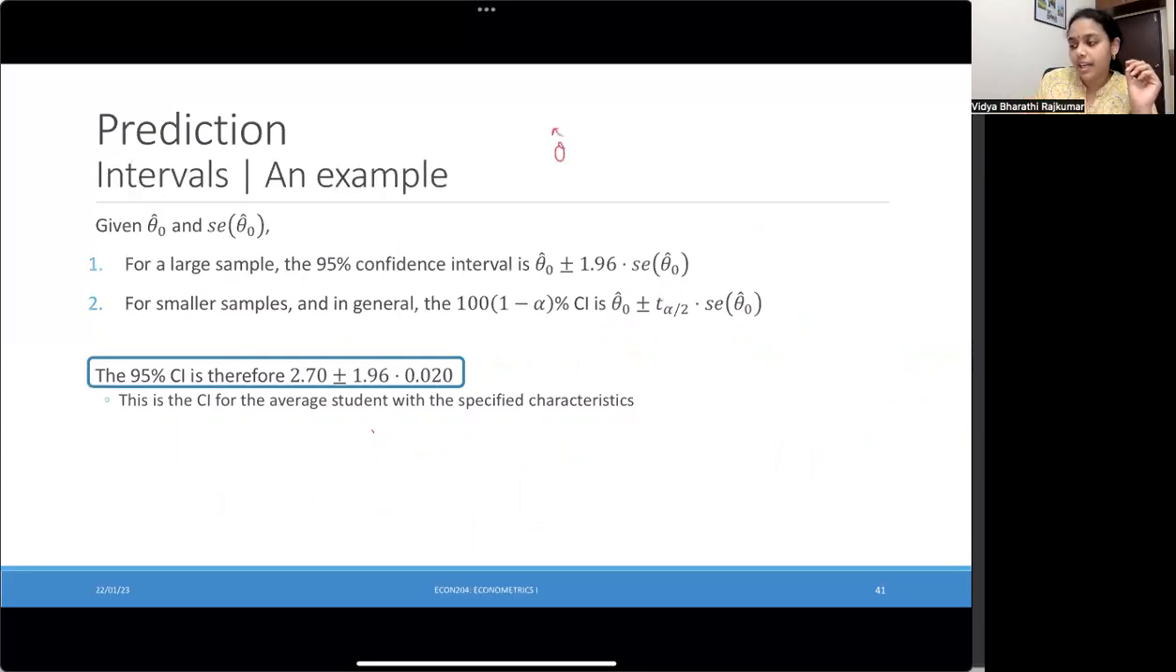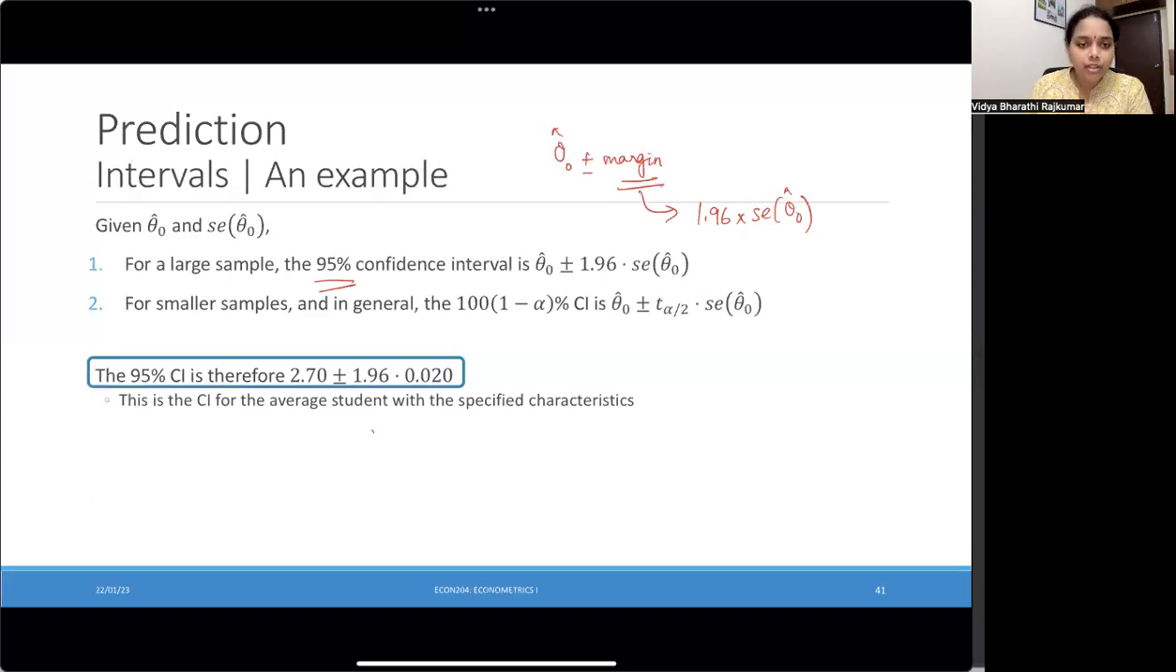So it's just going to be theta hat plus or minus a margin. That margin is 1.96 times the standard error of beta naught hat. Very similar to how we did it for the beta hats earlier. And 1.96 is when you're looking at a 95% confidence interval. The higher your confidence level, the greater your critical value. So we can go ahead and do that.